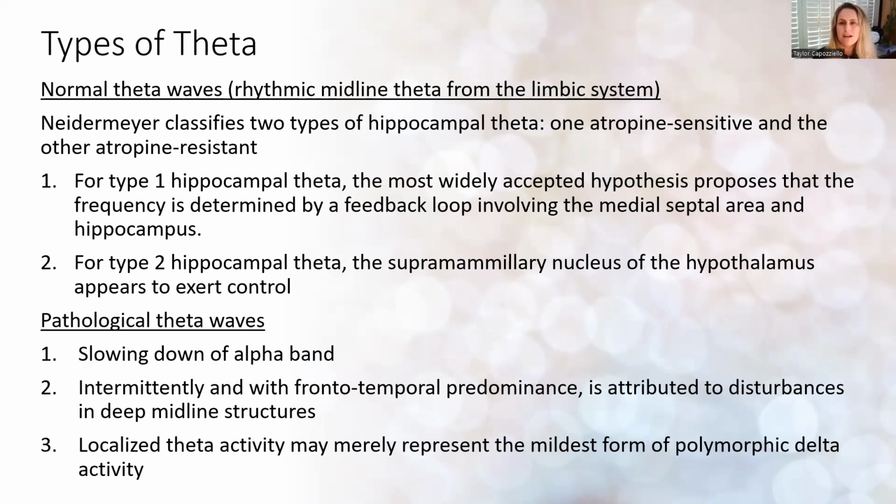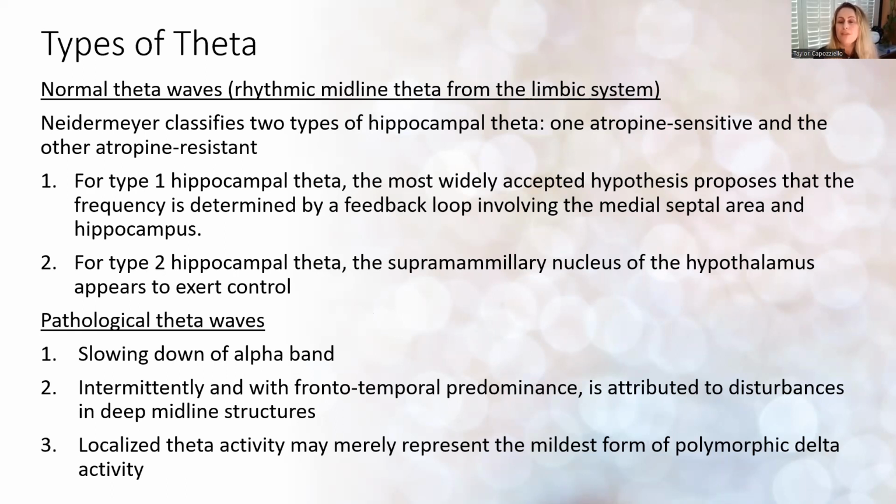And Niedermeyer classifies two types of hippocampal theta, one atropine sensitive and the other atropine resistant. For type 1 hippocampal theta, the most widely accepted hypothesis proposes that the frequency is determined by the feedback loop involving the medial septal area and hippocampus. And I say this is a hypothesis because we still don't know. We still don't understand all of this, but this is what the leading research suggests, although there is some other research out there as well. For type 2 hippocampal theta, the supramammillary nucleus of the hypothalamus appears to exert control. So rhythmic theta is limbic theta.